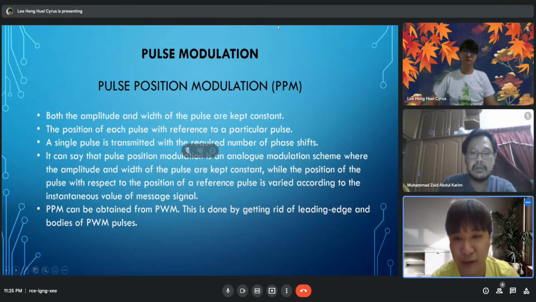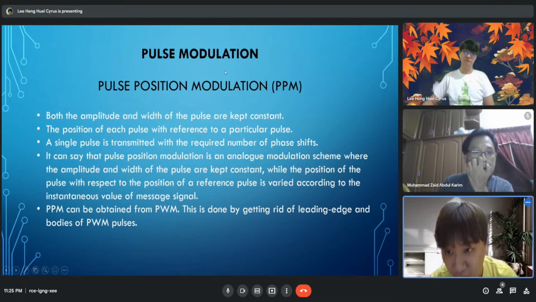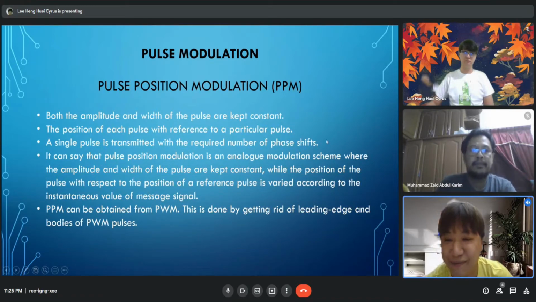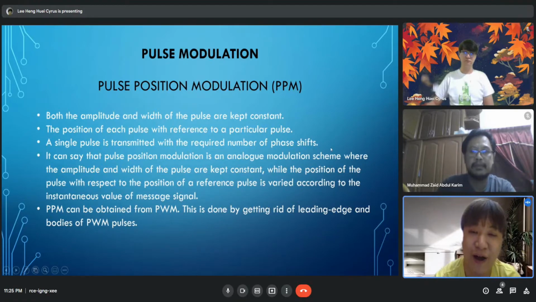Okay, Doctor, I will be representing for group 1 pulse position modulation, PPM. Both the amplitude and the width of the pulse are kept constant. The position of each pulse is varied with reference to a particular pulse. A single pulse is transmitted with the required number of phase shifts.